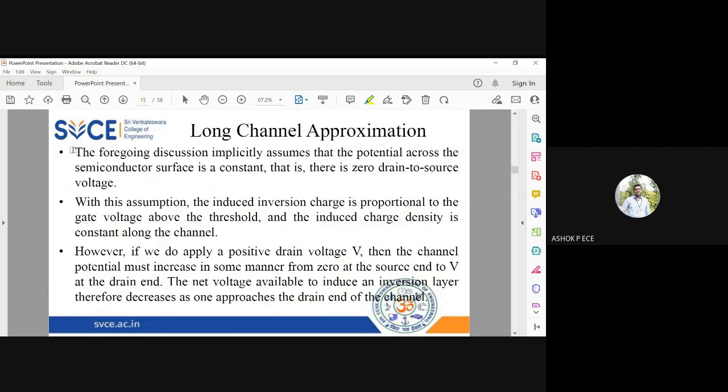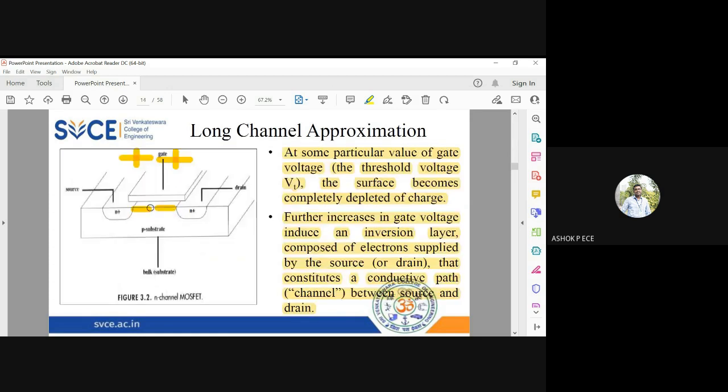Whatever discussion we are going to do here, one thing we are going to assume is that the potential across the surface is constant and zero drain to source voltage. I am going to apply VDS equal to zero, and the potential is going to be the same across the surface. With this assumption, the induced charge is proportional to the gate voltage. So the amount of charge induced is proportional to the amount of voltage I apply at the gate.